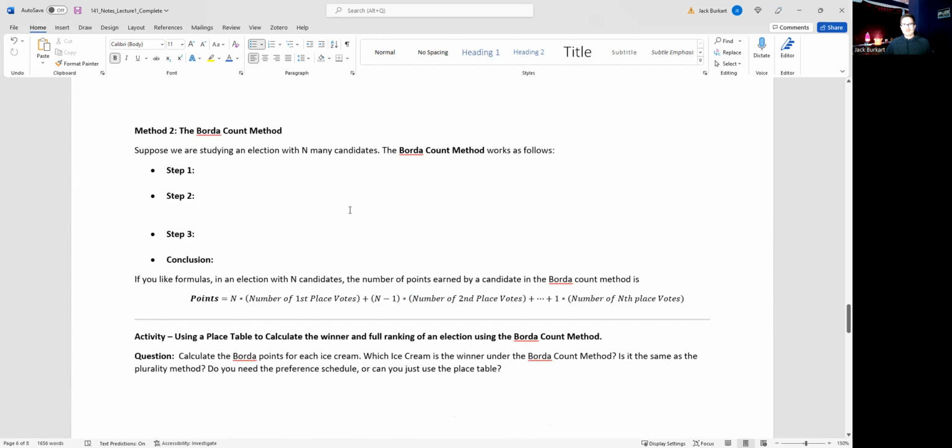So the next method that I would like to talk about before concluding this video is the Borda count method. Suppose that we're studying an election that has n many candidates. Maybe n is equal to 3, maybe n is equal to 4. It's just a variable. Here's how the Borda count method is going to work in such an election. The first step is that we use the preference schedule for that election to make a place table. I think the Borda count is most easily calculated when you use the place table.